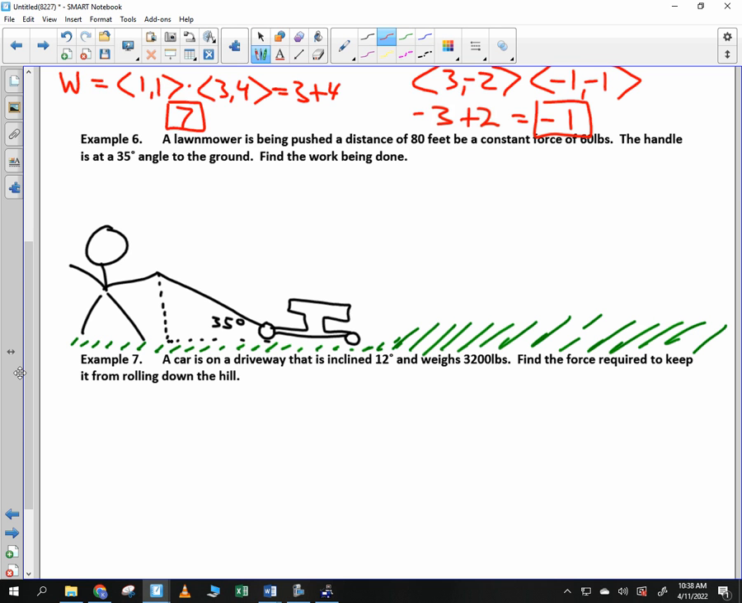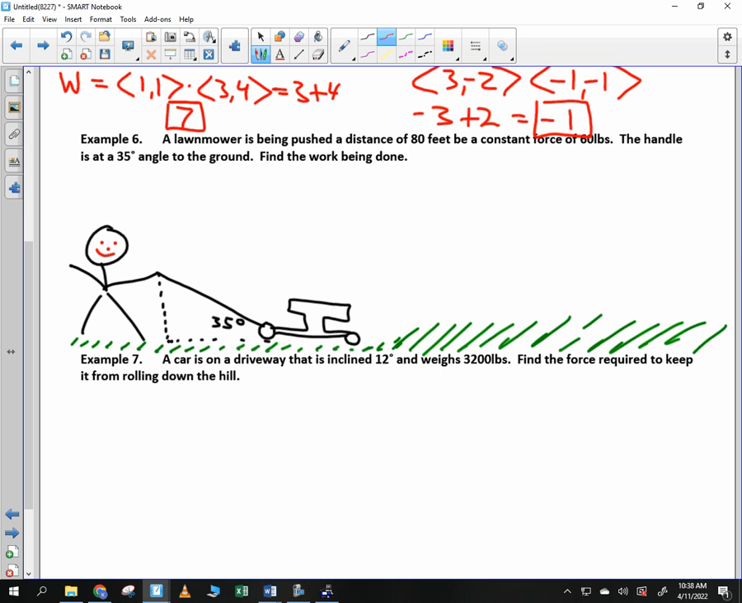Okay, so this picks up from a problem that we've worked on earlier. It just says, hey, we're pushing this lawnmower, and if we push at a distance of 80 feet, at an angle of 35 degrees to the ground, with a constant force of 60 pounds, how much work have you done in that 80-foot pass?